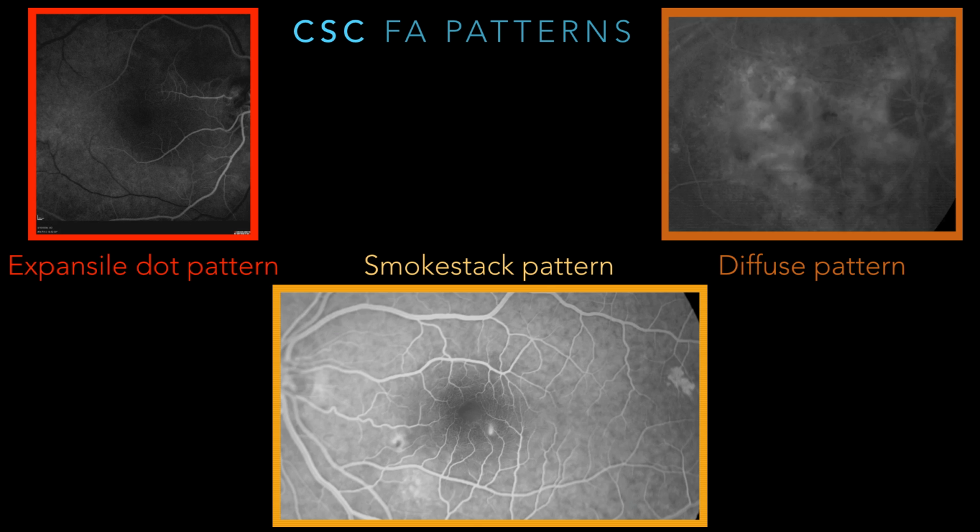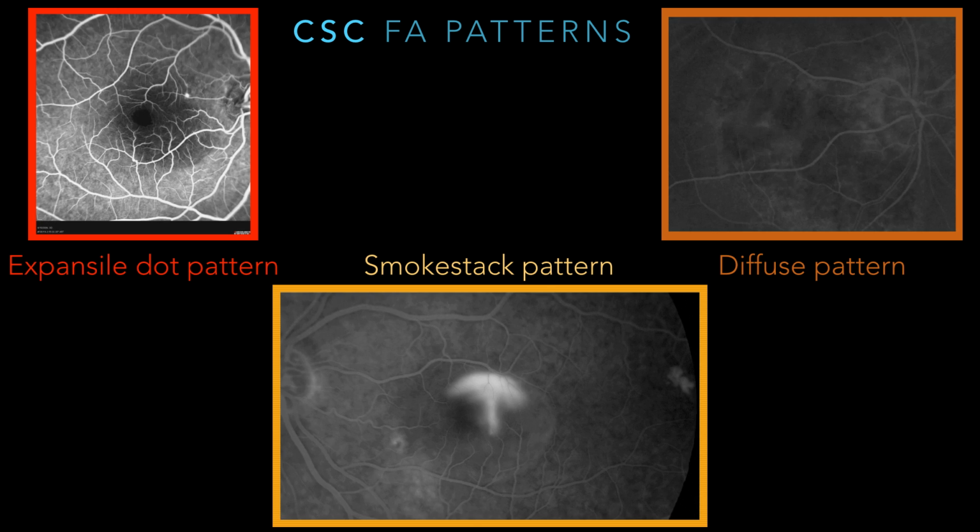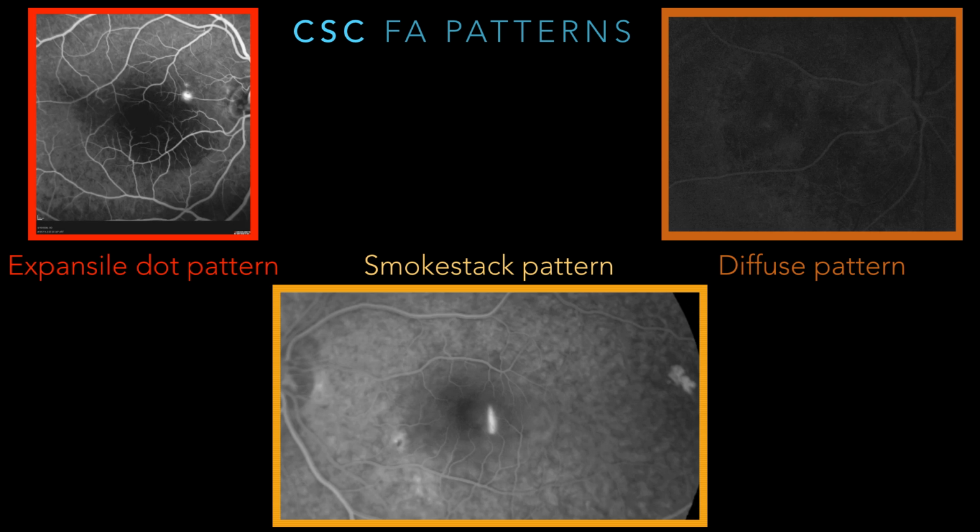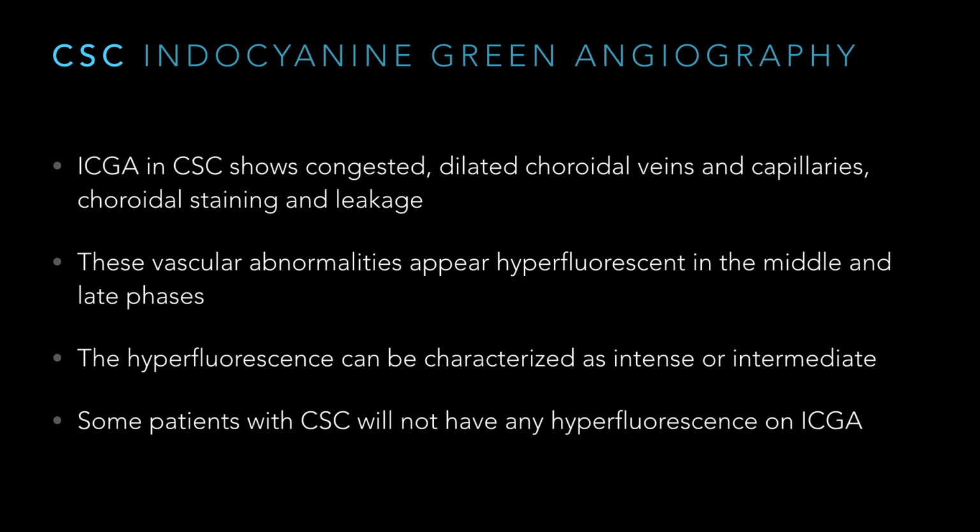Again, in terms of treatment, these do play a role. We'll talk about that more in the next lecture. So let's move on to ICG, and then we'll be done here. ICG in central serous causes these dilated choroidal vessels to get congested. You get choroidal staining and leakage, and this usually shows up in the middle and late phases of ICG. You can characterize it as mild, moderate, or intense, and that has some predictive value for therapeutic response. Again, more on that next lecture.